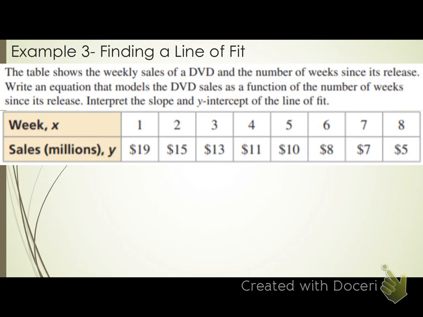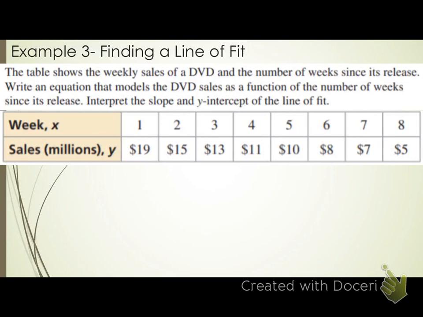So here's an example. It says the table shows the weekly sales of a DVD and the number of weeks since its release. Write an equation that models the DVD sales as a function of the number of weeks since its release. Interpret the slope and y-intercept of the line of fit. So my x values are the number of weeks since the DVD's release. The Y values are the sales in millions for that specific week.